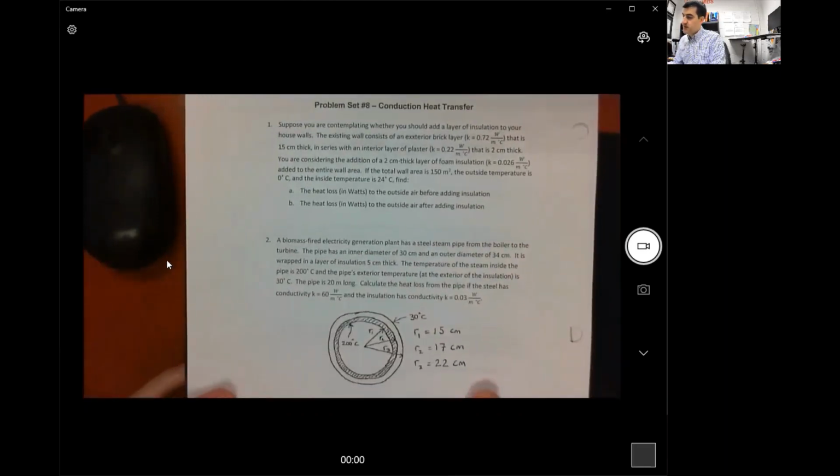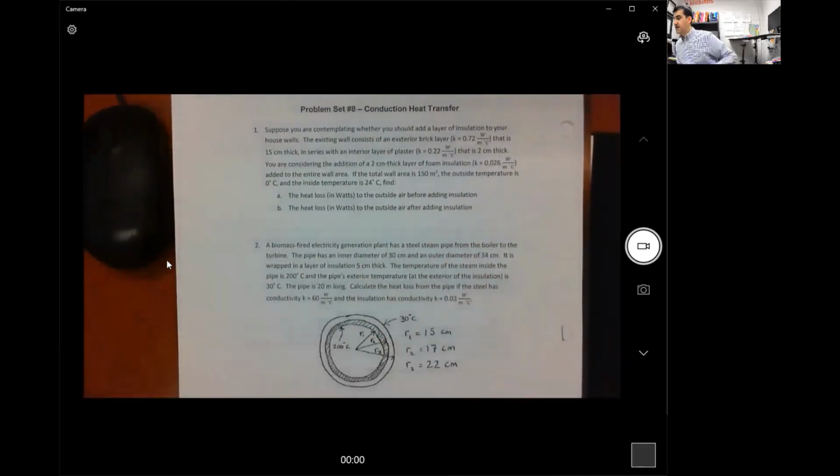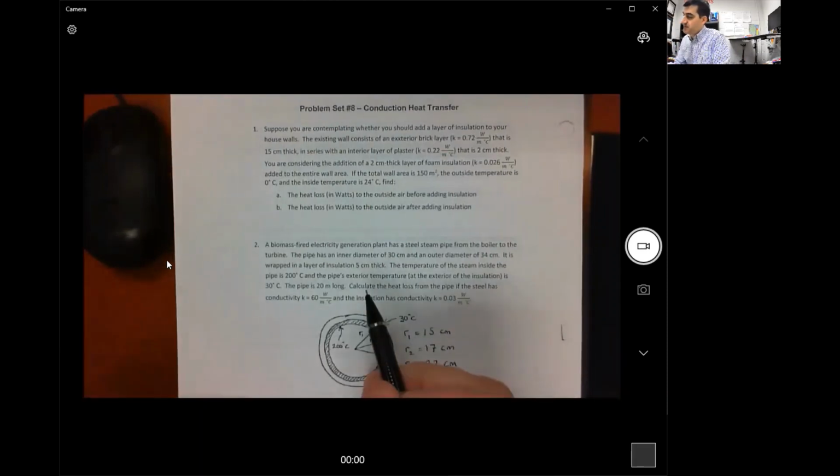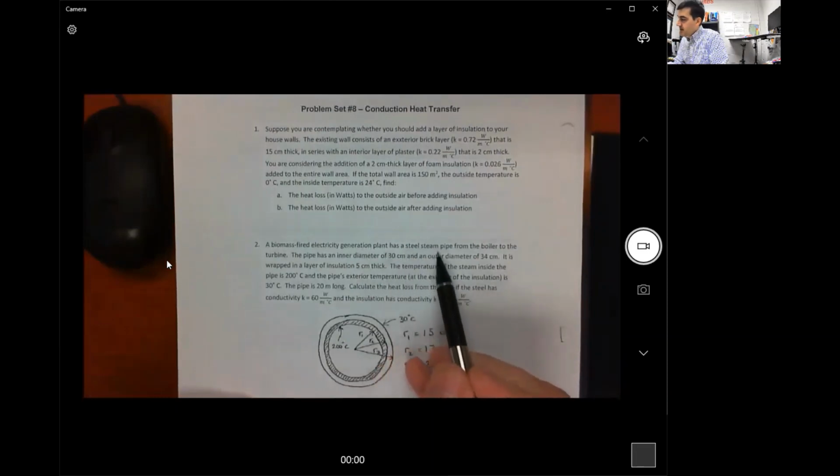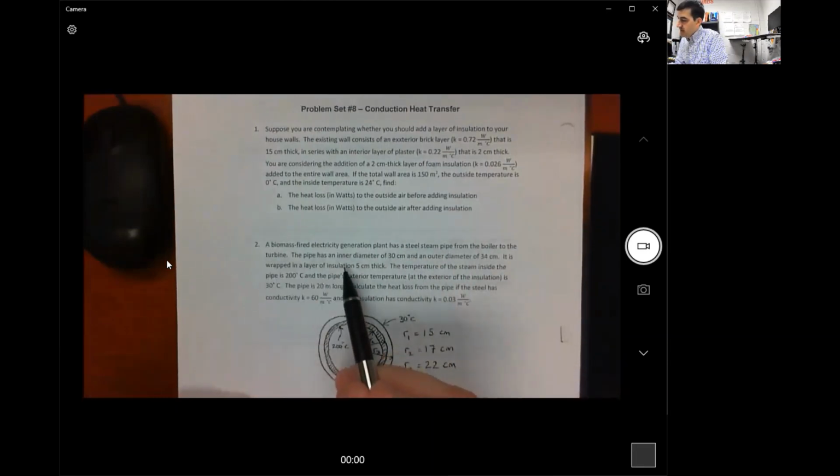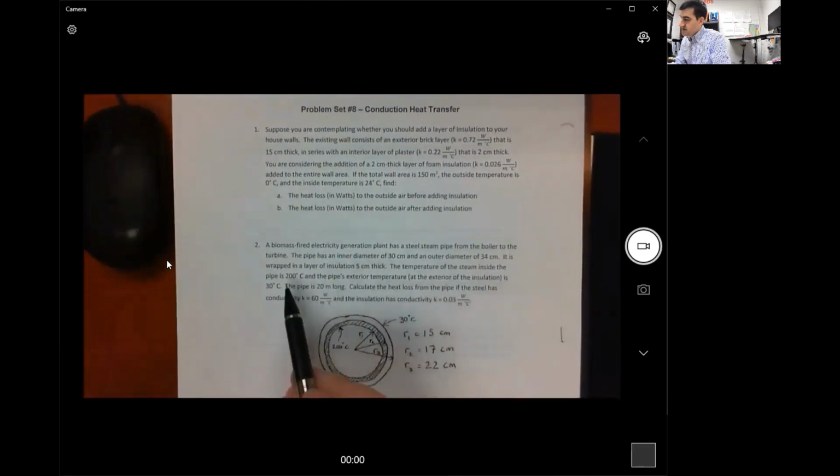Okay, problem number 2 says that we have a biomass-fired electricity generation plant. So we are going to produce steam from combusting biomass, like wood, some type of wood-type fuel. And it's got a steam pipe from the boiler to the turbine, and we're given the dimensions of the pipe, and it's wrapped in a layer of insulation outside of that pipe. And it says the temperature of the steam inside is 200 degrees Celsius, and the pipe's exterior temperature outside the insulation is 30 degrees Celsius.